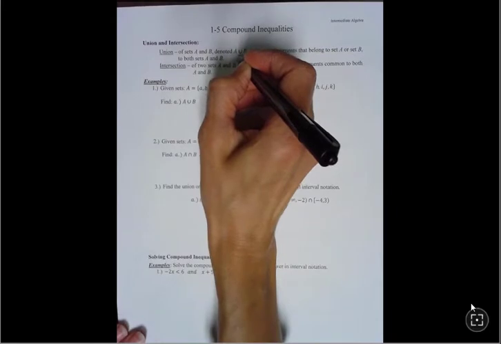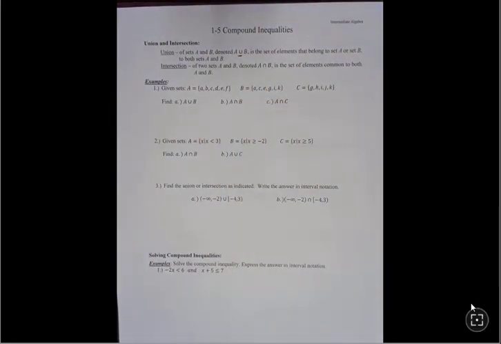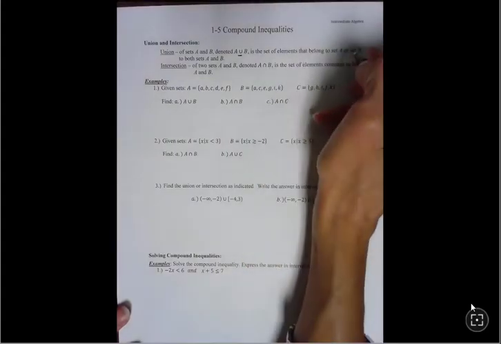Today we're going to talk about compound inequalities, and we're going to start with a review of the terms union and intersection. As you may recall from Algebra 1, union is represented by this U symbol, and it means elements that belong to set A or set B. So you can think about union as being an or statement.